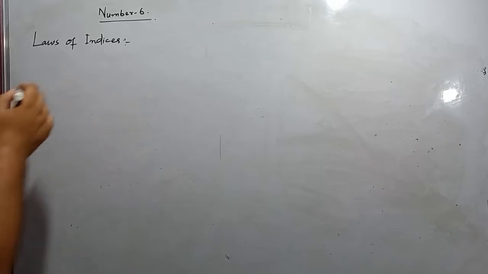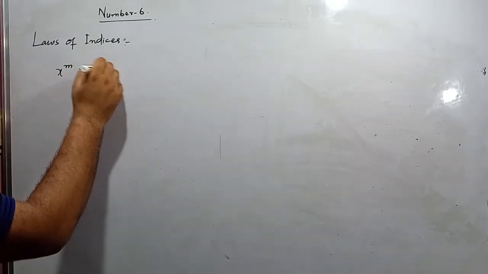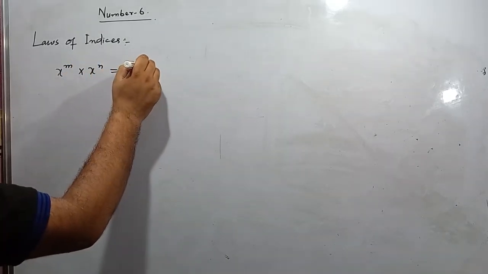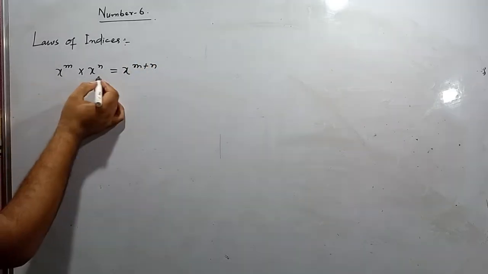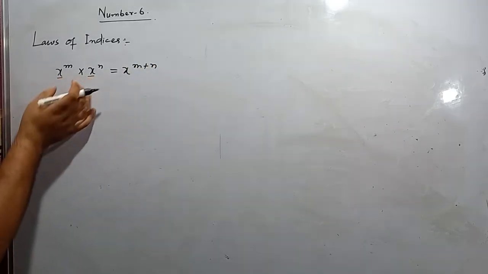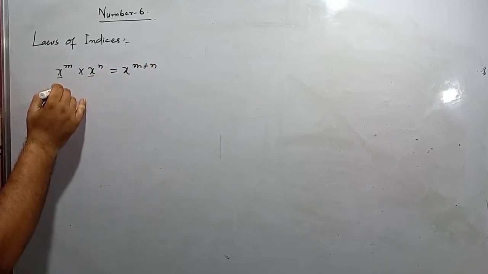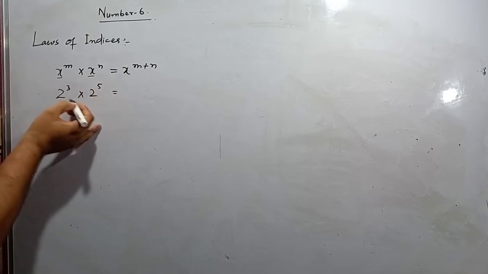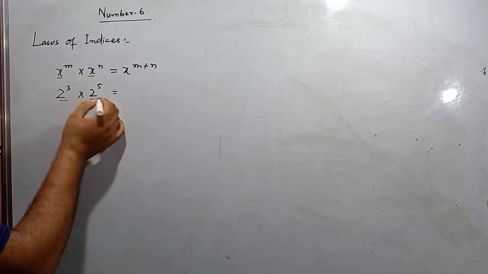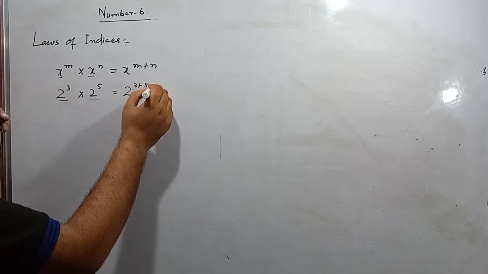In laws of indices, we have x to the power m into x to the power n is equal to x to the power m plus n. That means when the bases are the same, this x is base, this x is base, they are the same, then powers are added. For example, 2 to the power 3 into 2 to the power 5. So what will happen to the powers? Bases are the same. In multiplication, we can write 2 to the power of 3 plus 5, that's 2 to the power of 8.